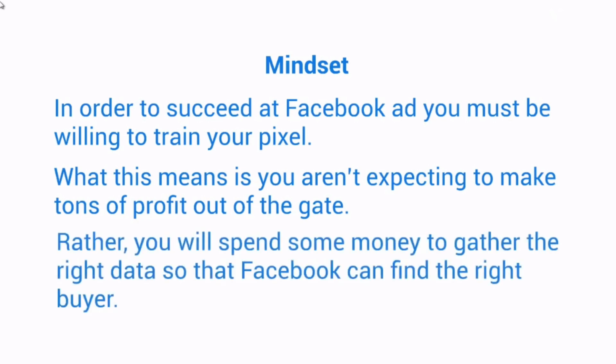Training a pixel basically means that you get traffic to your website where the pixel is located, and Facebook is able to figure out what kind of traffic is coming to your site, and of course what kind of traffic is buying your product. So who is considered a lead and all of that. And then in the future, you can create a lookalike audience, and Facebook will go out in their database and be able to figure out who they can target and who is most likely to become your lead. So in this case, you're going to be spending some money to gather the data so that Facebook can figure out the right buyer.